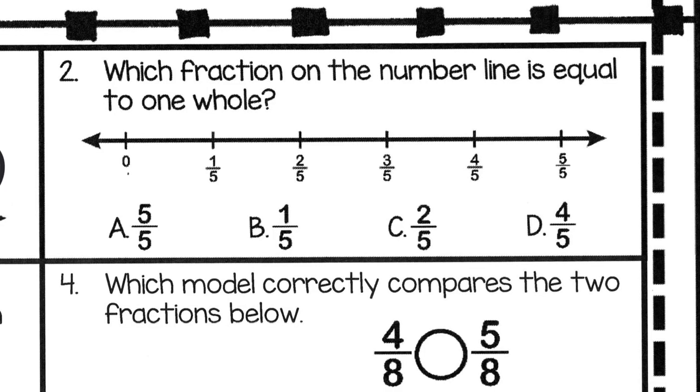Number 2, which fraction on the number line is equal to 1 whole? What represents the whole thing? Well, 0 is nothing. 1/5 is 1 out of 5 pieces, 2 out of 5 pieces, 3 out of 5, 4 out of 5. 5 out of 5 means you have the entire thing. So 5/5 is going to be equal to 1 whole. Okay?